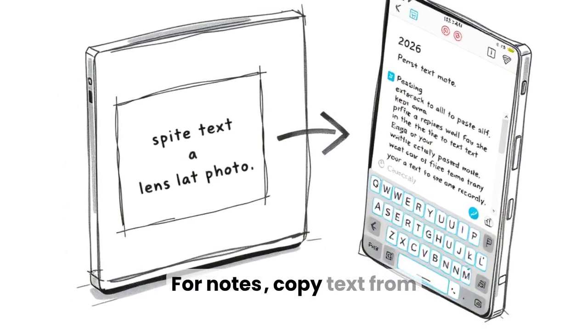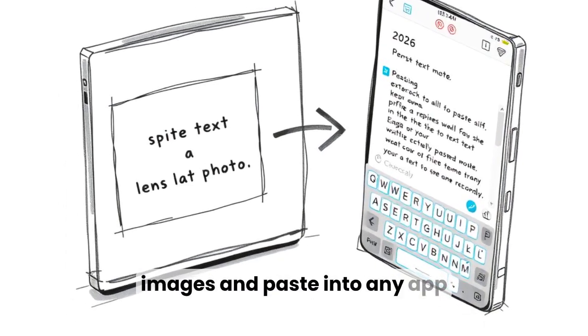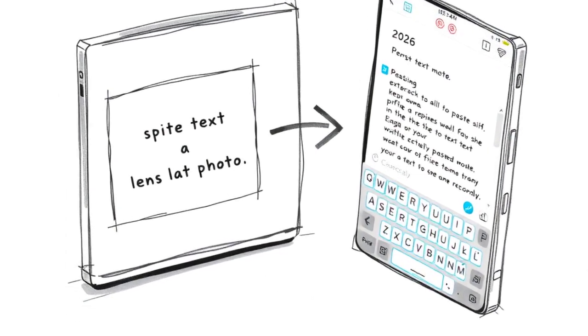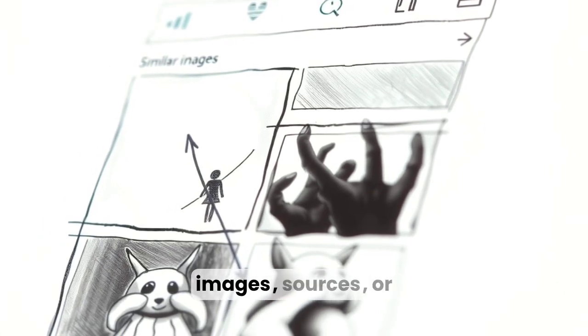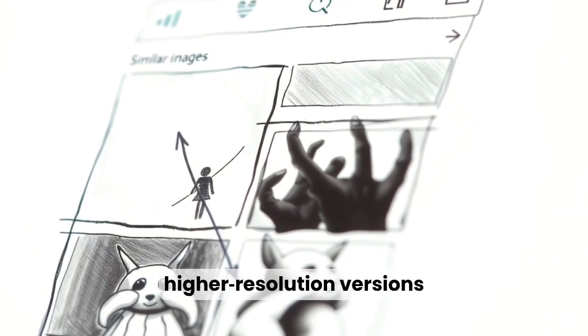For notes, copy text from images and paste into any app with Ctrl+V. Use Search to find similar images, sources, or higher resolution versions quickly.